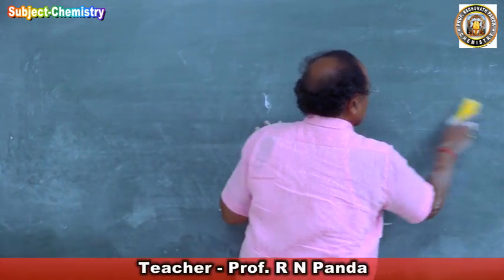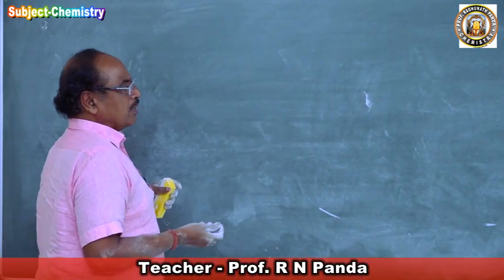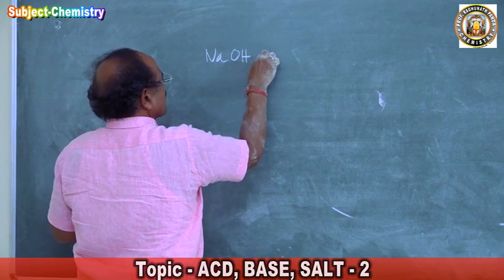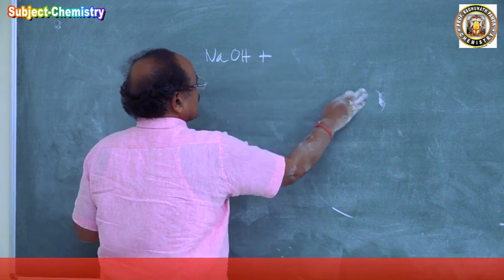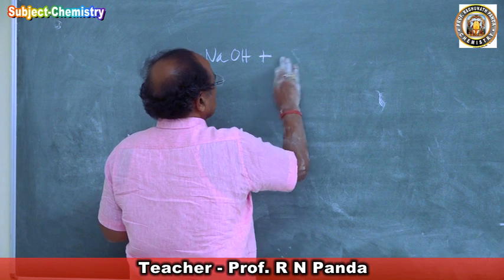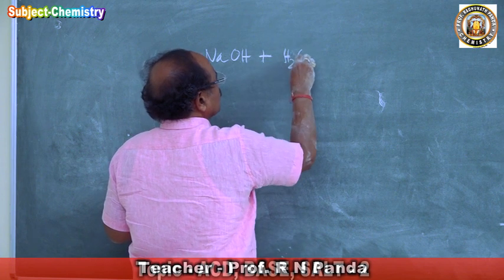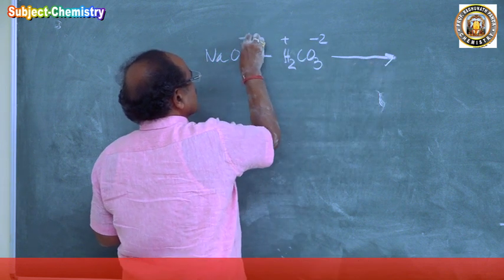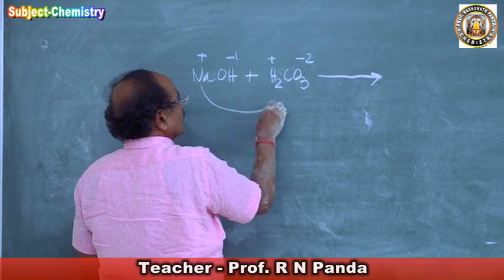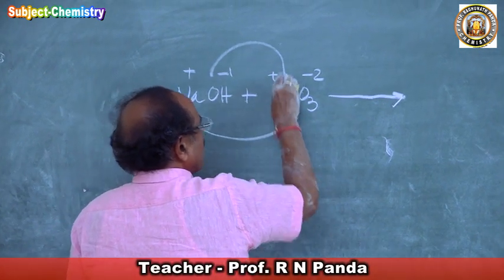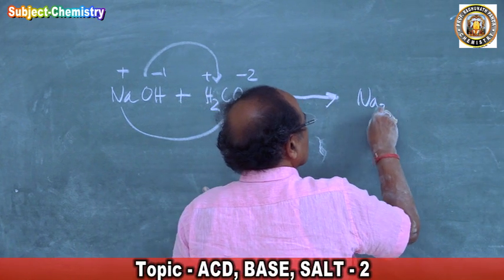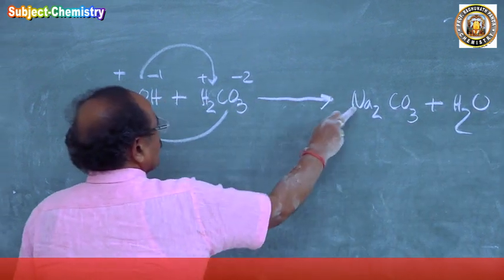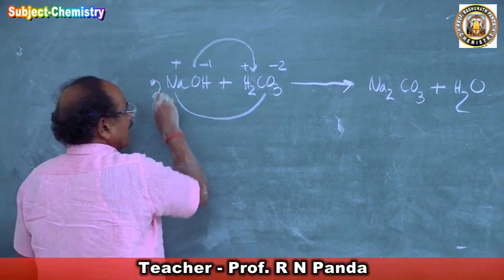So these salts are of two types. We have the acidic salt and basic salt. For example, we will take sodium hydroxide, a strong base, and we treat this with carbonic acid, H2CO3. Then this is plus, this is minus, this is minus, this plus. So they will react and form the salt, sodium carbonate and water. We get 2 sodium atoms, so multiply this by 2.